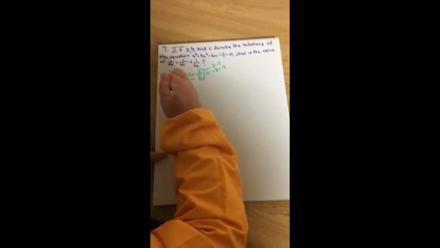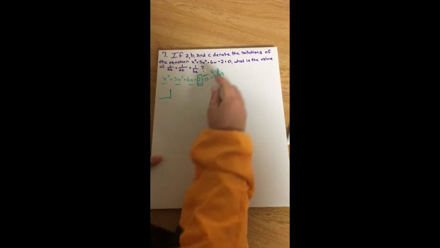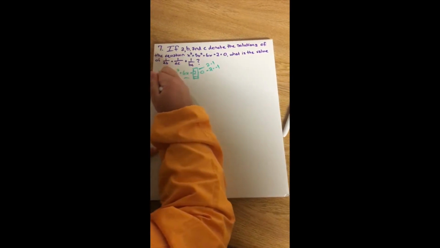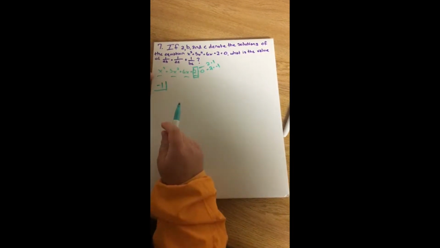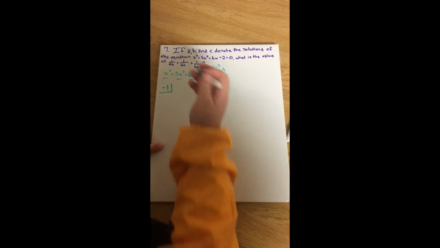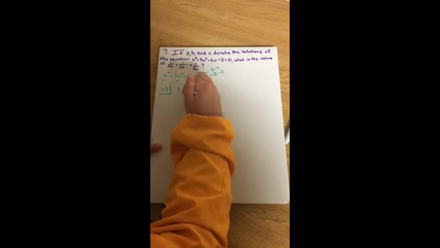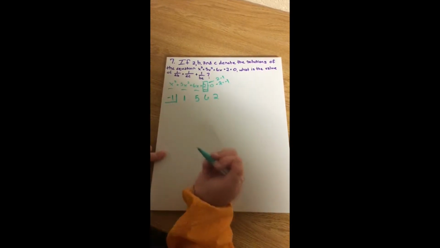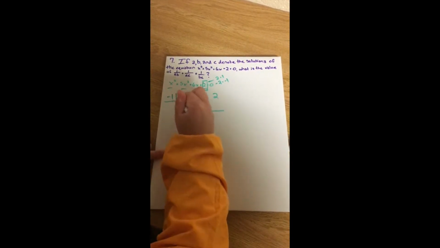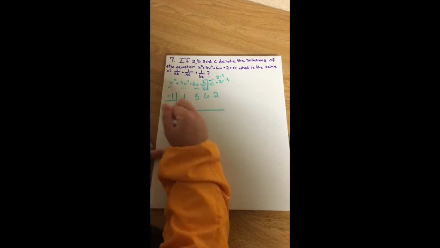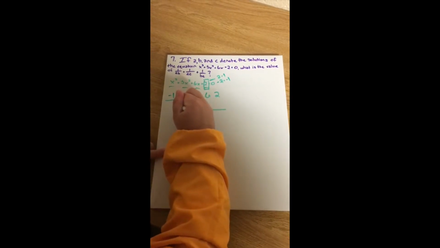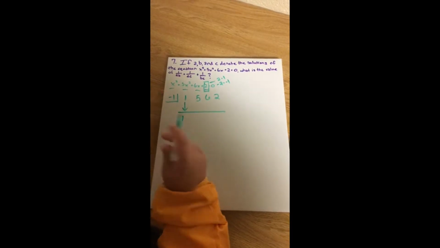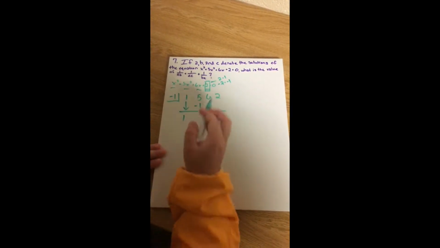Now what you do is you pick one of these factors. So I'm going to pick negative 1 for this. And then you take the leading coefficient of each term, put it here. So 1, 5, 6, and 2. Now what you're going to do is add and multiply. So you take this first term and you just bring it down. Then you multiply this one by negative 1, and you get negative 1.